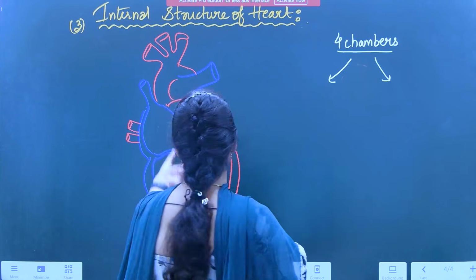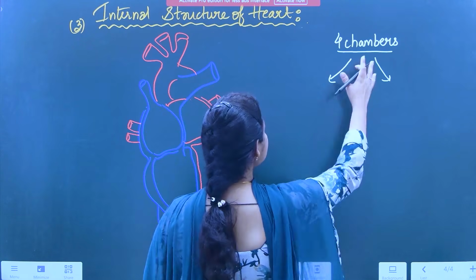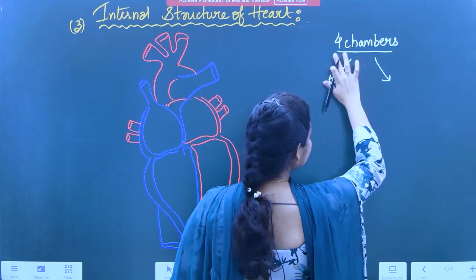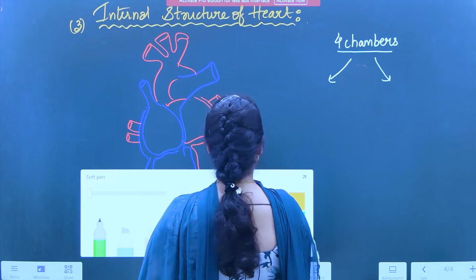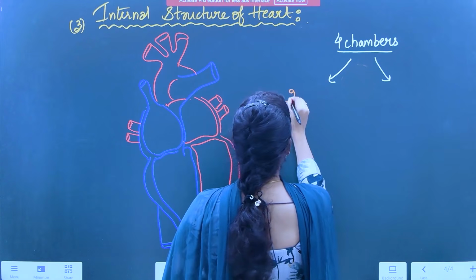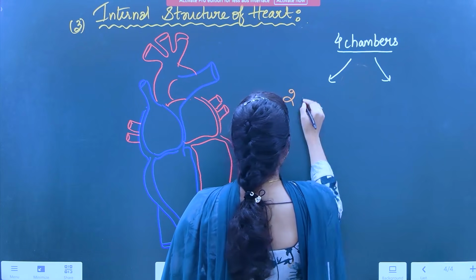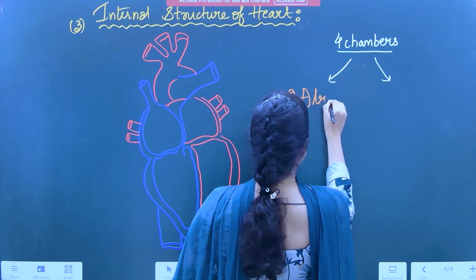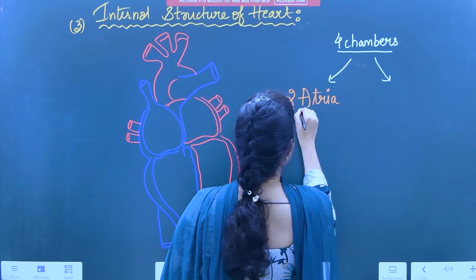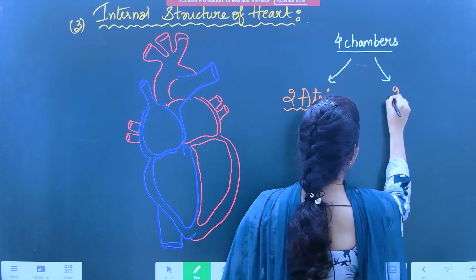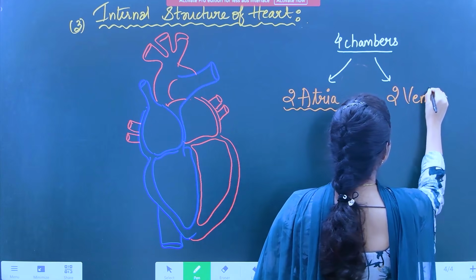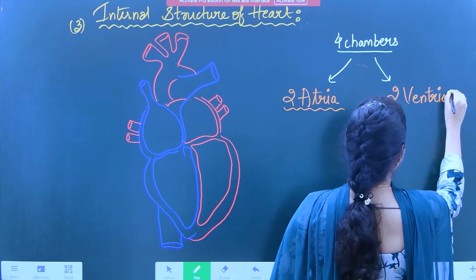Okay. So if you see, the human heart is internally having four chambers, total four chambers. Two upper chambers, which are called atria, and two lower chambers, which are called ventricles.